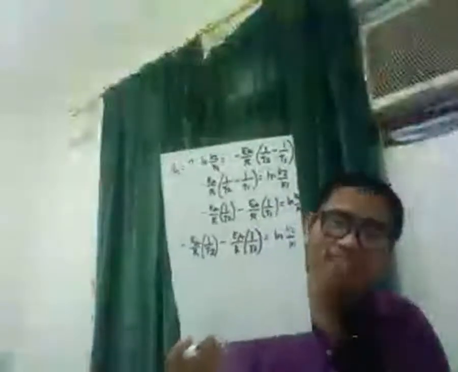Is equal to ln K2 over K1. Now, this will become negative EA over R, 1 over T2. And this will become negative EA over R, 1 over T1. Equal to ln K2 over K1. This one. Anyhow, that's still the same.